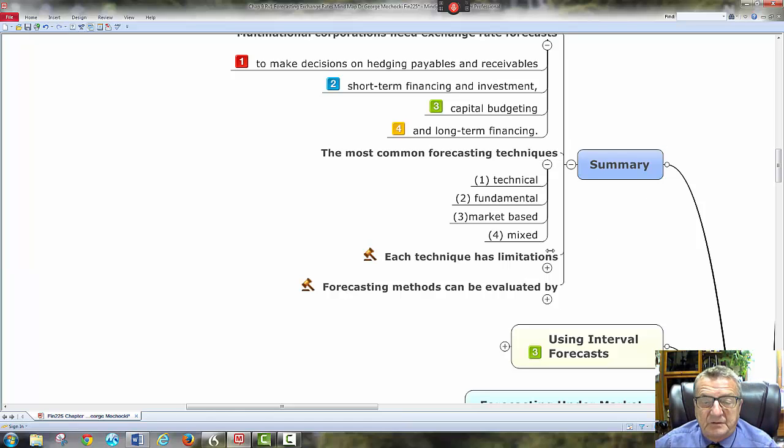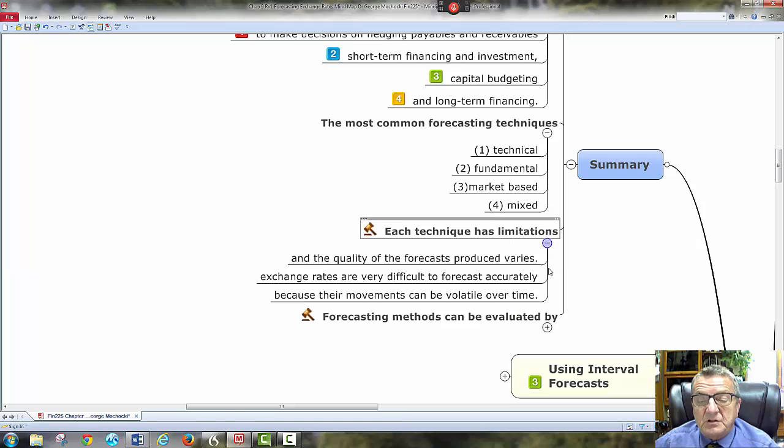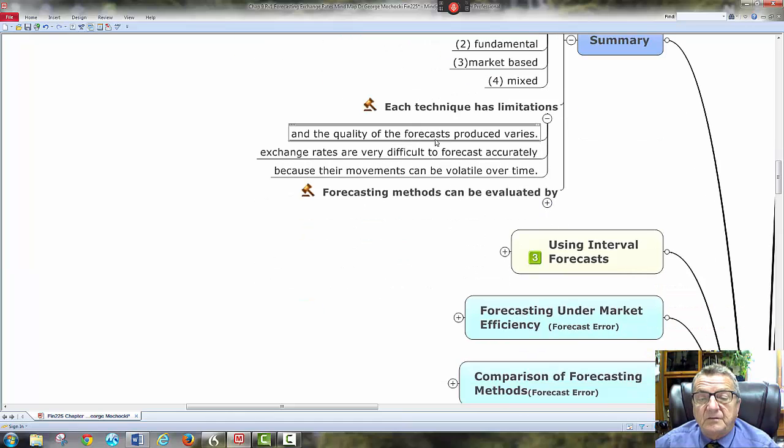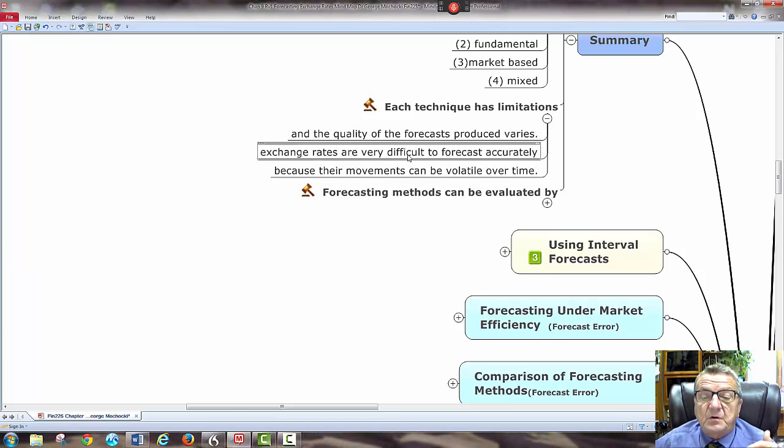You know, you're a speculator. There's something different. Each technique has its limitations. The quality of the forecast produced varies. Exchange rates are difficult to forecast accurately, depending on what's going on with that currency, because their movements can be volatile over time.